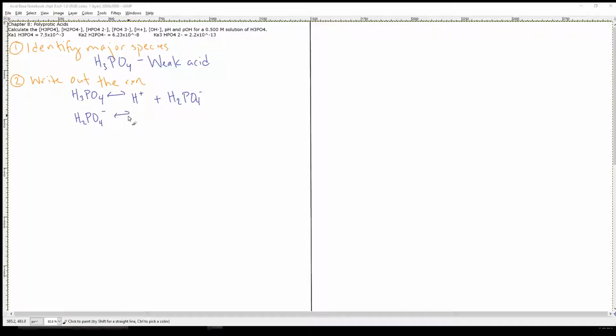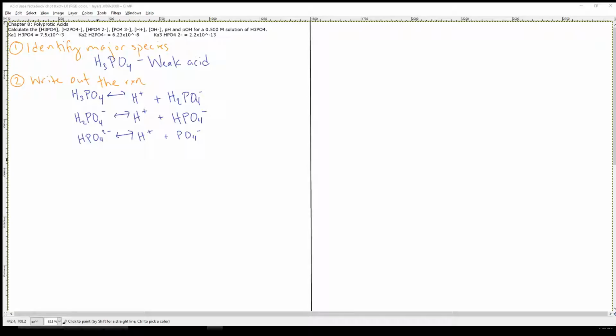Draw your double-sided arrow, and now we're going to release another hydrogen, but you're going to end up with HPO4 minus. And it still has a hydrogen to release, so it's going to happen again. HPO4 2 minus, double-sided arrow, another hydrogen, plus PO4 minus. And no, you cannot just write H3PO4 reacts to form 3H plus PO4 minus. The math won't work out if you do that.